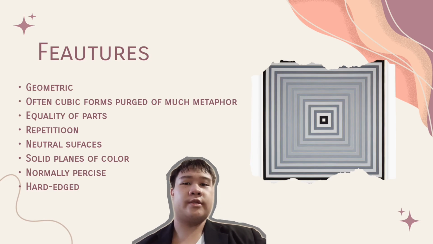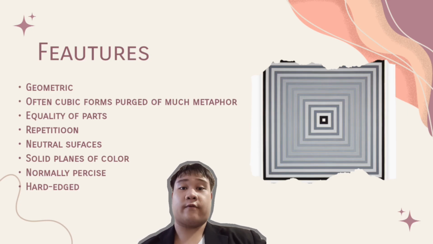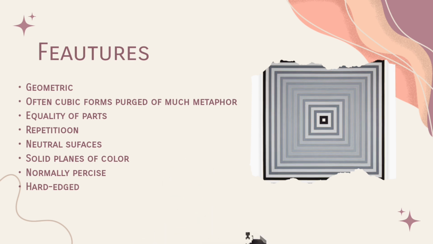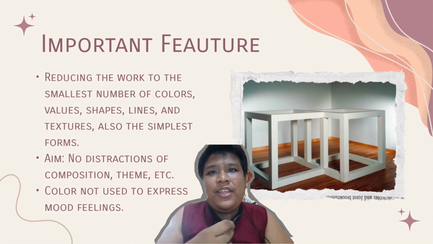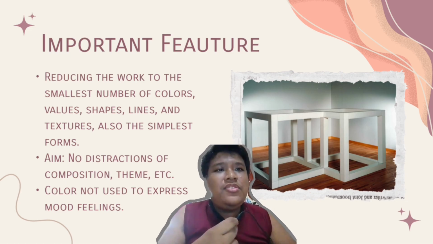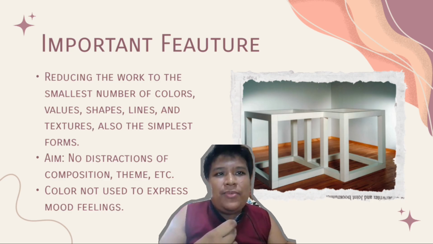For its features, it features geometrical types, often cubic forms, purged of much metaphor, equality of parts, repetition, neutral surfaces, solid planes of color, normally precise and hard-edged. But let's not forget its most important features. Number 1, reducing the work to the smallest number of colors, values, shades, lines, and texture, also to the simplest form.